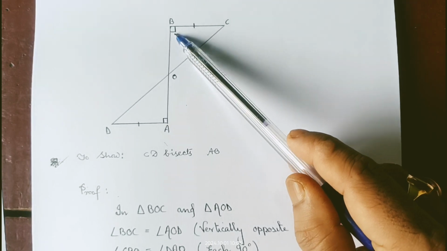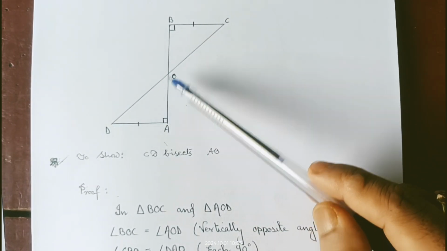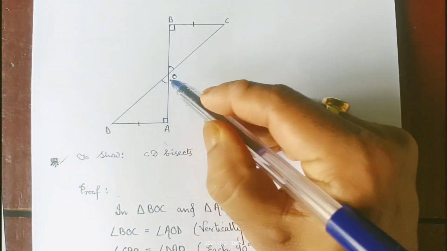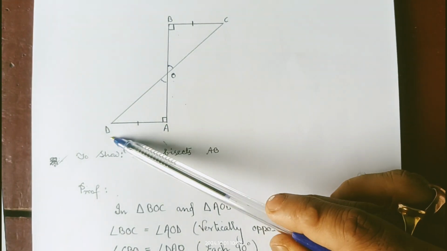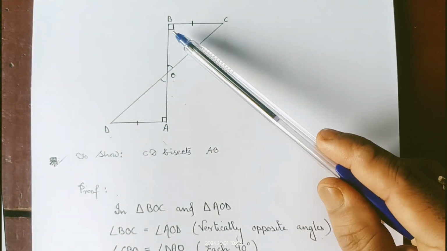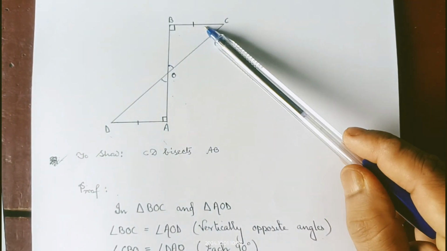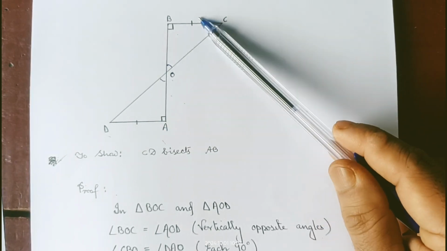If you take the triangle BOC and AOD, in these two triangles, these two angles are equal because they are vertically opposite angles, so angle BOC equals to angle AOD. Again, it is given in the question they are perpendiculars, so this is also 90 degrees, this is also 90 degrees, and BC equal to AD, as they are equal perpendiculars, so the lengths of these two are also equal.